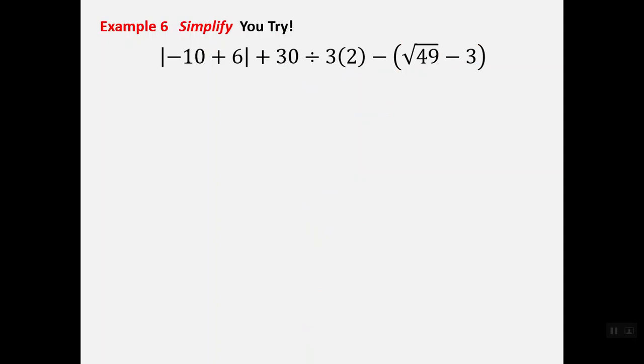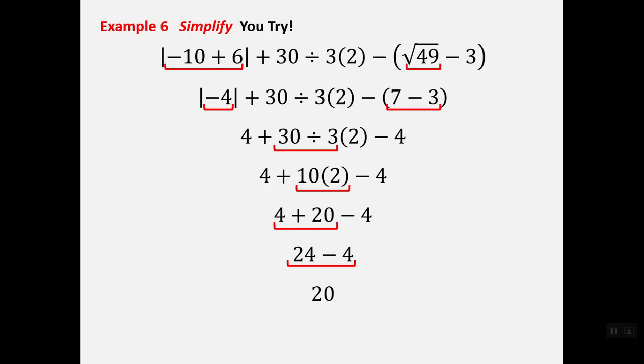All right, another one for you to try. Pause the video, give it a try. All right, let's see how you did with this one. All right, take a look. We've got those grouping symbols of absolute value in parentheses. We're going to simplify what's inside first, and then proceed. Take a look at every step and fix it if you got it wrong.